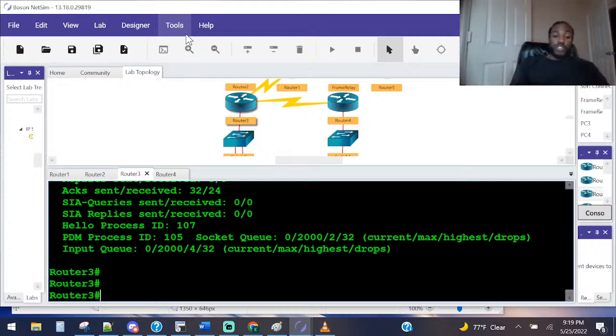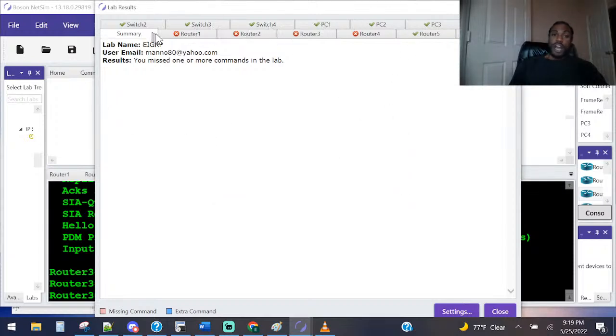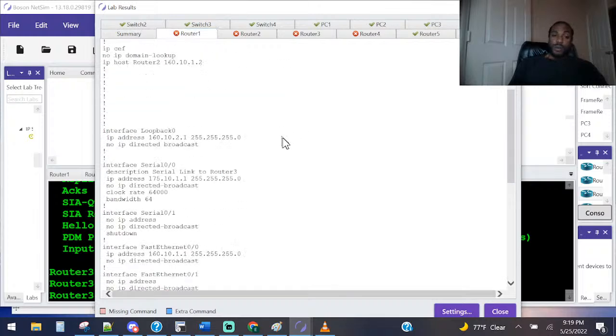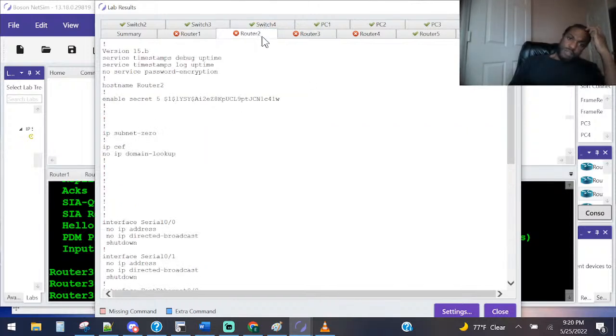We can push Control G to see what we're missing. And it says here, we're missing one more command. So it looks like we got a bunch of X's here. Let's see what we're missing here. I think the no auto-summary. I didn't do it on all the routers. Let's see. Router 1 says, oh, I added some extra stuff. They just wanted the network statement without the subnet mask. That's what I did wrong there. That's what they wanted. Probably the same thing on that.